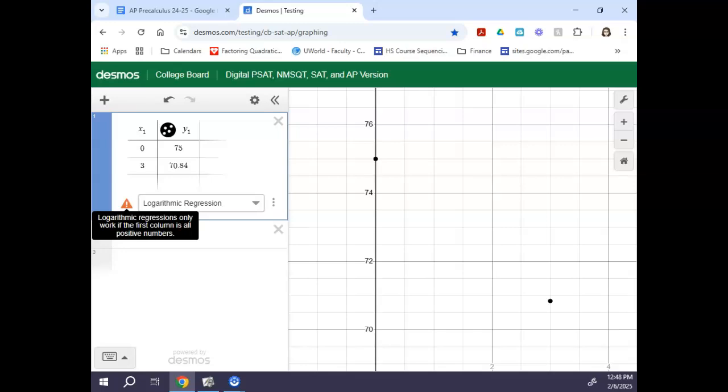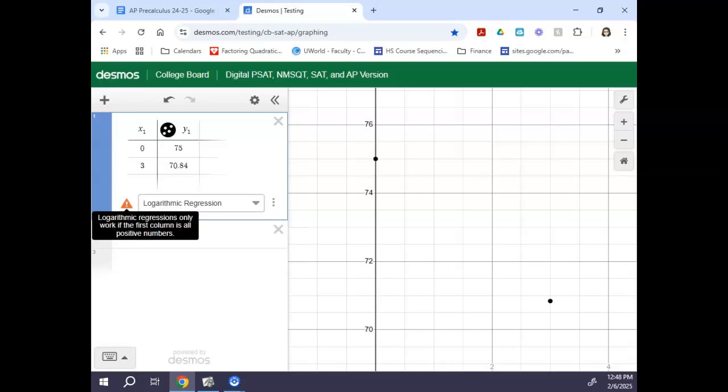So let's think about this. Remember, what it's going to give me when I choose this is A plus B times the natural log of X. No matter what else I want, that's what it gives me. So it's trying to take the natural log of 0. Can you do that? No. So there is a way for me to tell it, hey, I want it to be natural log of X plus 1 or whatever, but then I have to know how to write all that stuff. I don't want to do that.